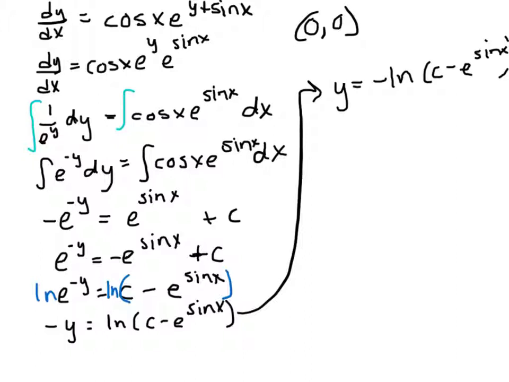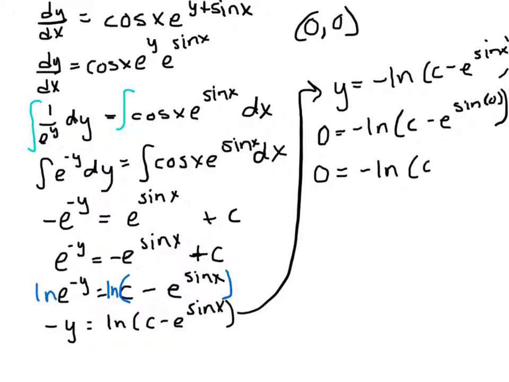So let's go ahead and simplify this a little bit more, using, of course, our initial value that they gave us. So we have 0 equals the negative natural log of c minus e to the sine of 0. Now, of course, sine of 0 is 0. E to the 0 is just 1. So we have 0 equals the negative natural log of c minus 1.